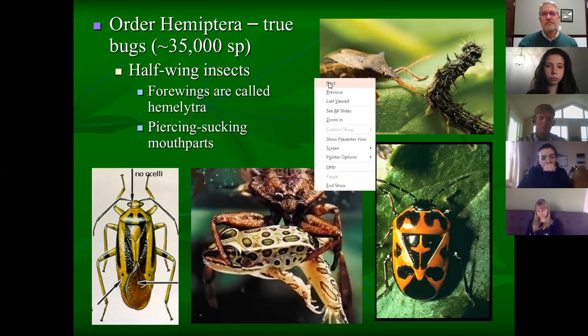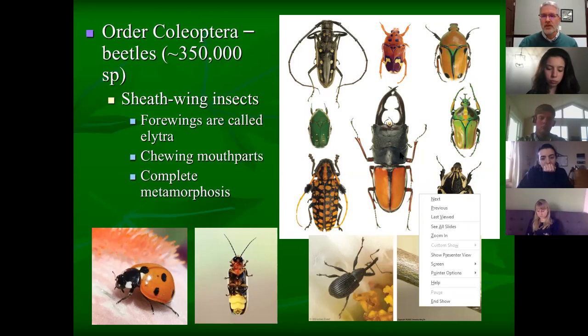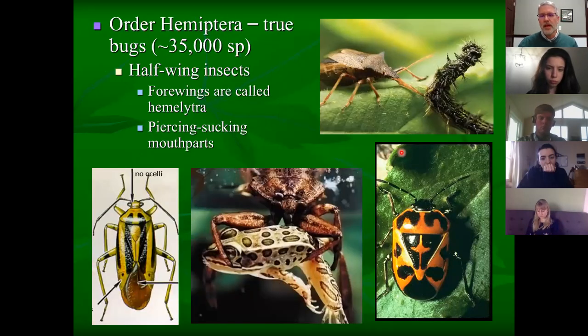Next, Coleoptera. Coleo means sheath, and ptera means wing. So these are the sheath wings, and the forewings are the sheaths. They are called elytra, and the elytra are clearly different from the hemelytra.